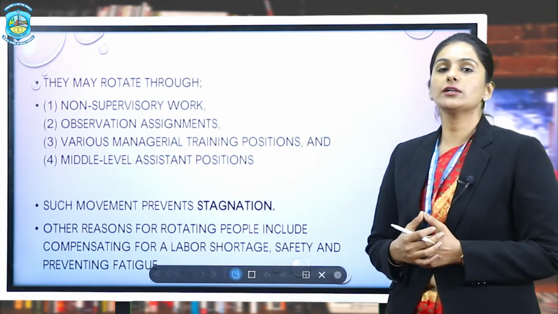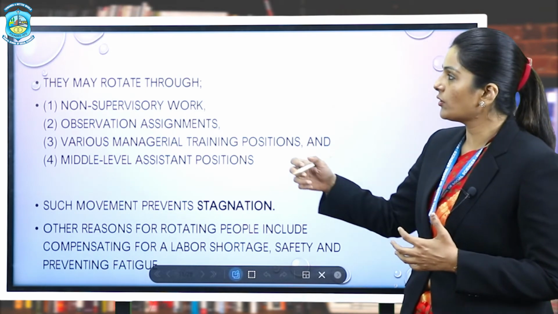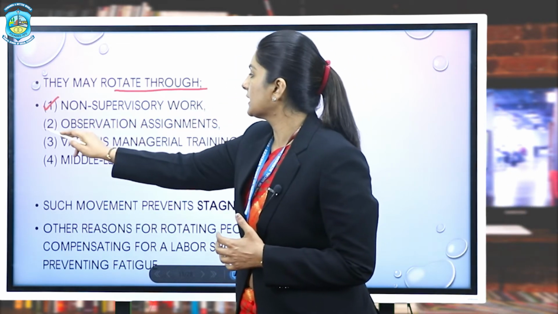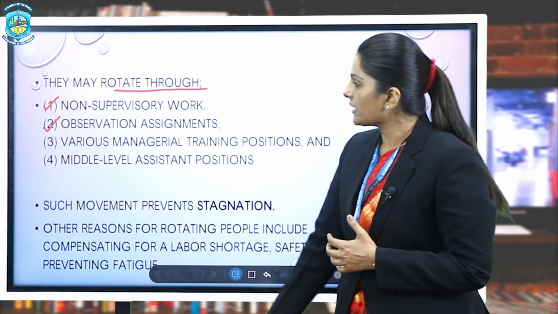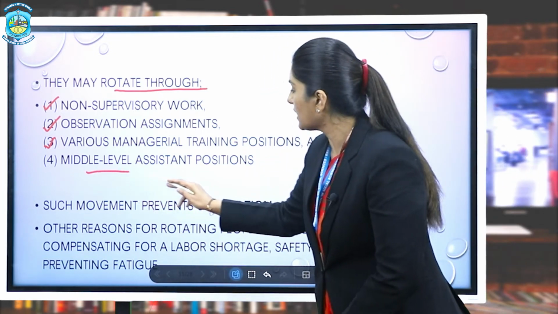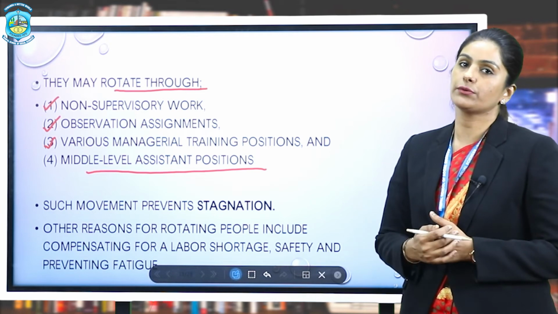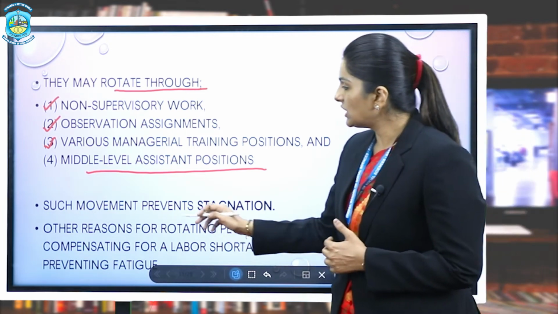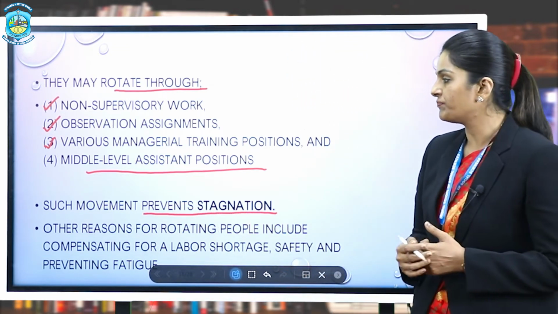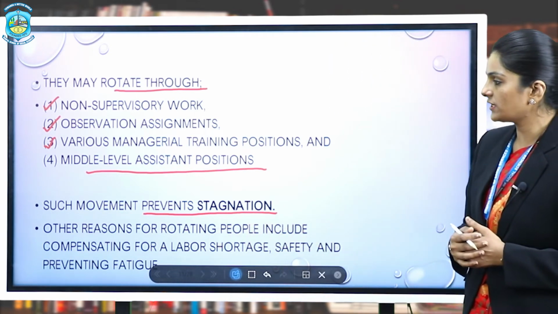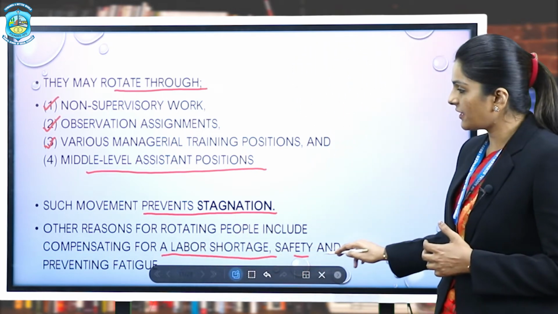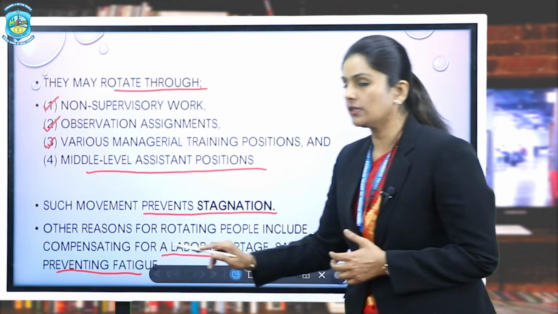Now, what are the jobs through which they may rotate? It can be non-supervisory work, observation assignments, various managerial training positions, and at times middle-level assistant positions, on which these workers are rotated on a regular basis. These movements prevent stagnation in the organization. The other reasons for job rotation include compensation for a labor shortage, safety, and it also prevents fatigue in the organization.